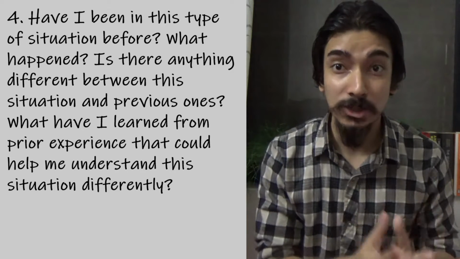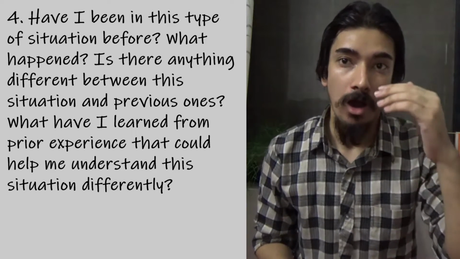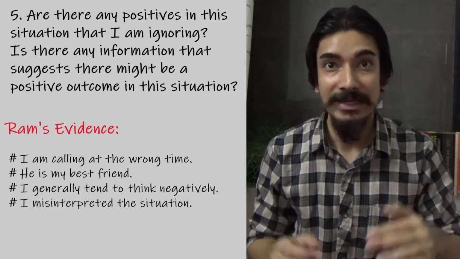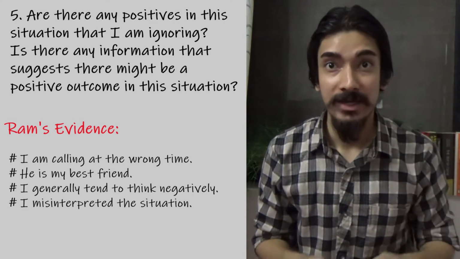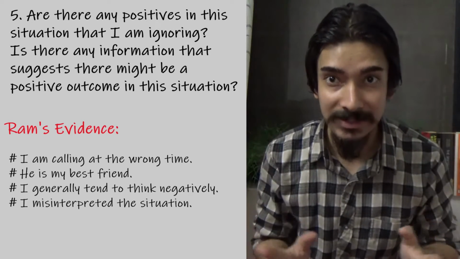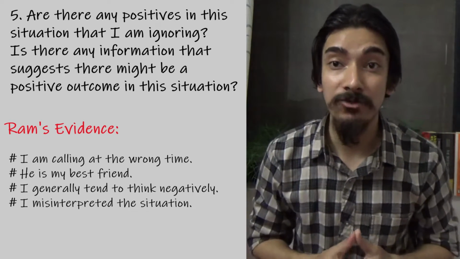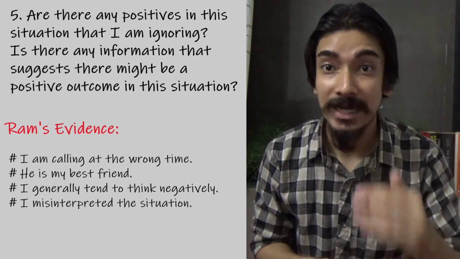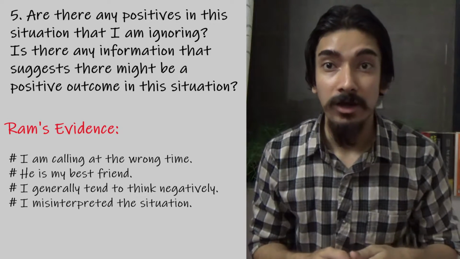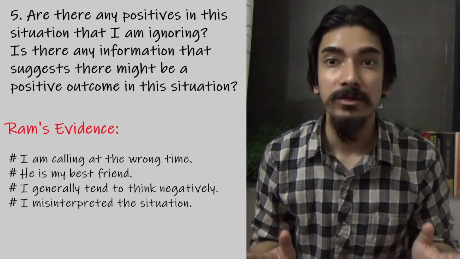Finally, the fifth and the last question to ask yourself to find out the evidence that doesn't support your automatic thought or your distressing thought is, are there any positives in this situation that I am ignoring? Is there any information that suggests there might be a positive outcome in this situation? After asking all these five questions to ourselves, we can easily find out the evidence that doesn't support our automatic thought.